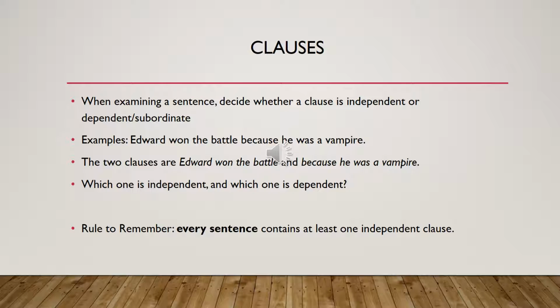All right, so now that you know kind of what a clause is, let's try examining a sentence to identify the clauses in a sentence and then label those clauses as independent or dependent. The example sentence is, Edward won the battle because he was a vampire. The two clauses are, Edward won the battle and because he was a vampire. So, based on what you already know, which one is independent and which one is dependent? I'll give you a moment to think about it.